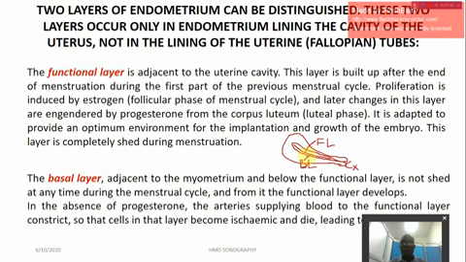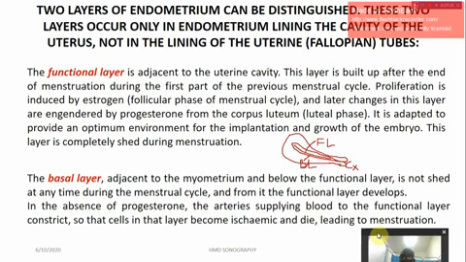In the absence of progesterone, the arteries supplying blood to the functional layer constrict, so that cells in that layer become ischemic and die, leading to menstruation. So when that layer becomes ischemic, meaning there is no blood supply to the functional layer, it becomes weak, and then there's no supply of blood to the endometrium, so it goes off like that.